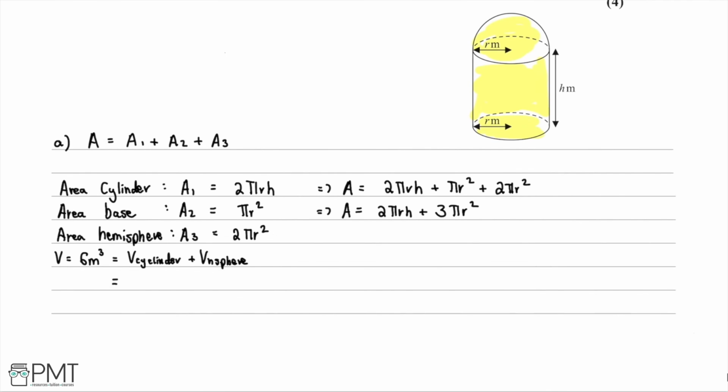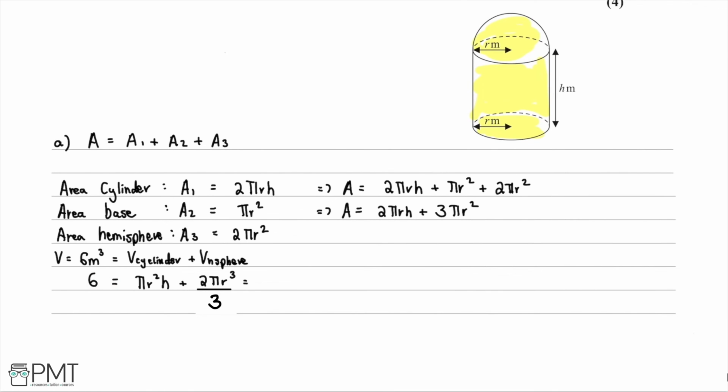And then we can work these out. So we know that the volume of a cylinder is going to be pi r squared multiplied by the height. And we know that the volume of a sphere is going to be 4 over 3 pi r cubed. And we have the hemisphere, so we again divide by 2. And this gives us that the volume of the hemisphere is going to be 2 pi r cubed divided by 3. And we know that this is equal to 6 because that's what we're given as the volume.